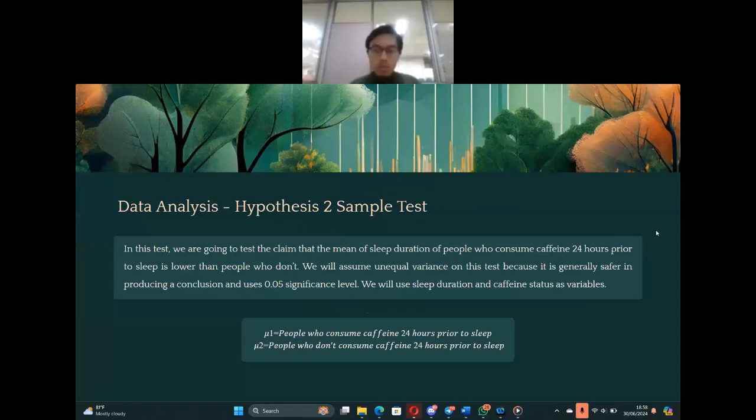Okay, so now we go to data analysis. In the first test, we are going to test the claim that is common in the community, that caffeine will affect the sleep duration of people. So we will assume unequal variance on this test because it is generally safer in producing a conclusion, and we'll use a 0.05 significance level. We will use sleep duration and caffeine status as the variables. So here you can see the mean: mu 1 is people who consume caffeine 24 hours prior to sleep, and mu 2 is the people who don't.